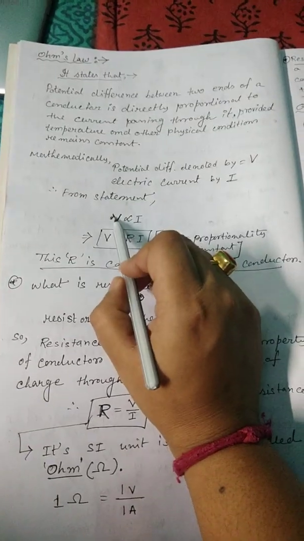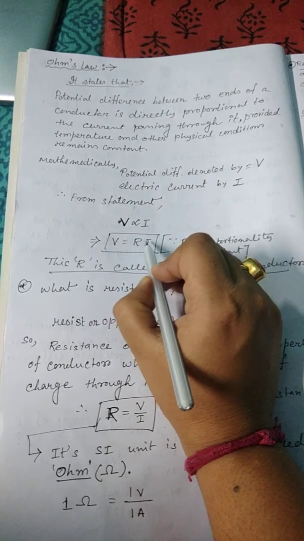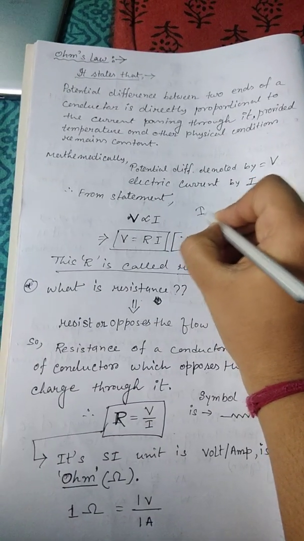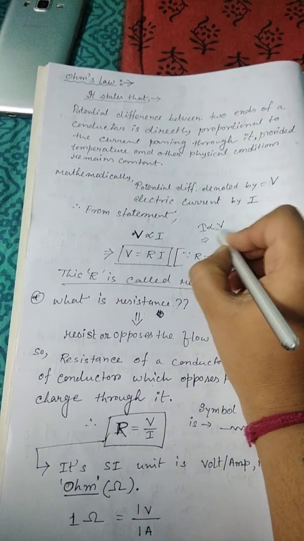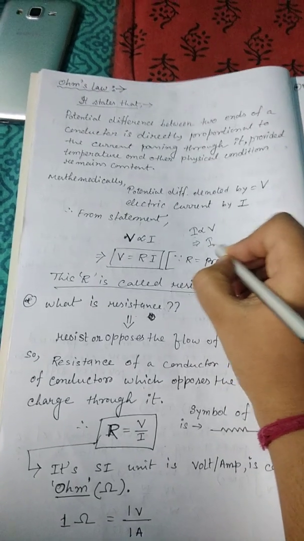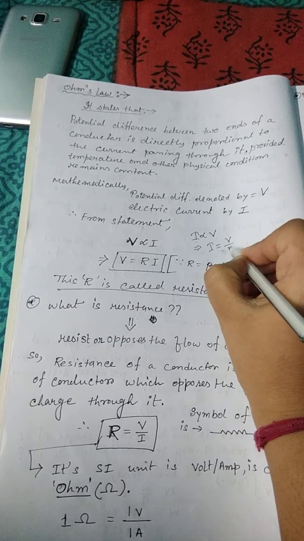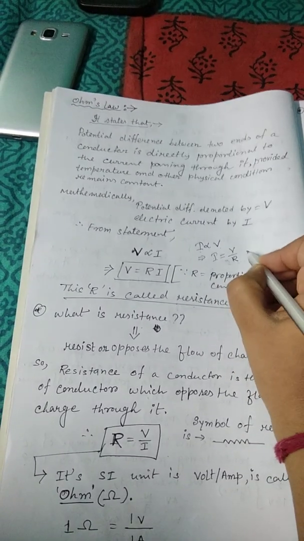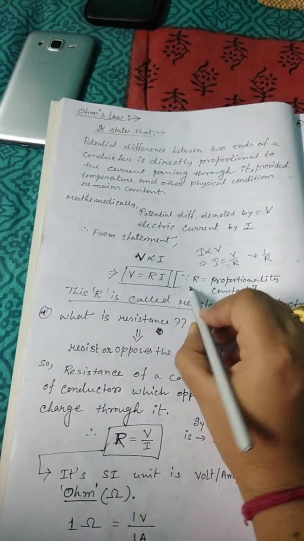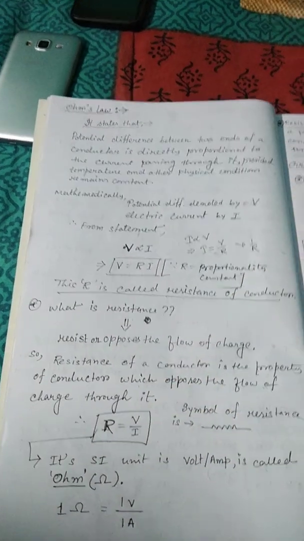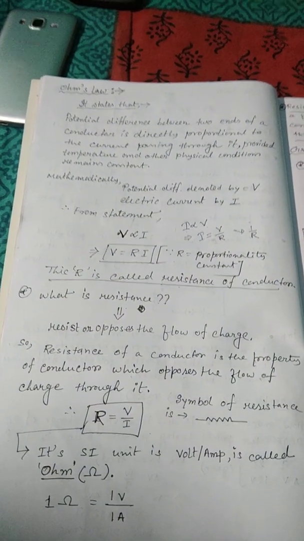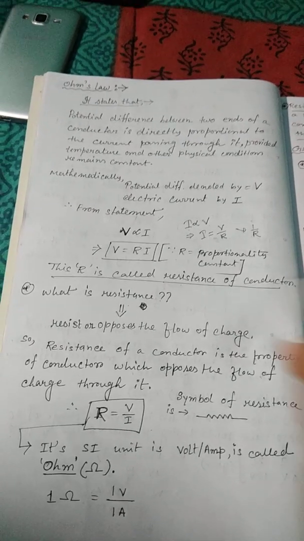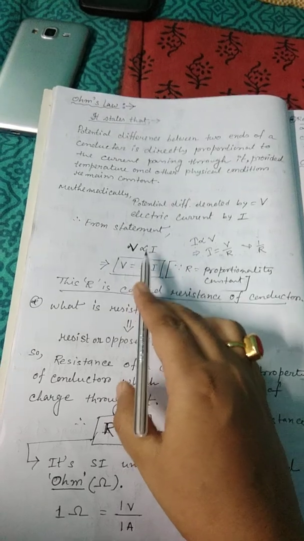Now if we write V proportional to I, then V equals R into I. If we write I proportional to V in the mathematical form of Ohm's law, then I equals V by R. Here the proportionality constant is 1 by R, not R, and 1 by R is called conductance, not resistance. The reciprocal of resistance is called conductance. So any one mathematical expression you can write, but remember this.